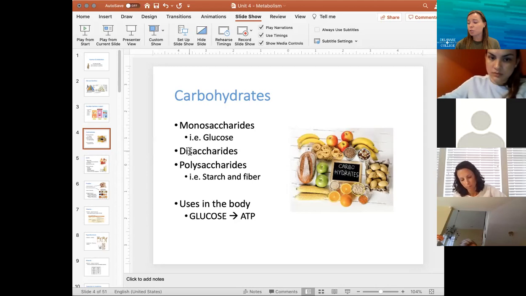Disaccharides are two monosaccharides put together. So they're just a little bit bigger. And then polysaccharides, poly means many. So polysaccharides are many monosaccharides, many simple sugars joined together. So for the first two, monosaccharides and disaccharides, these generally in our diet come from fruit, milk, and honey.